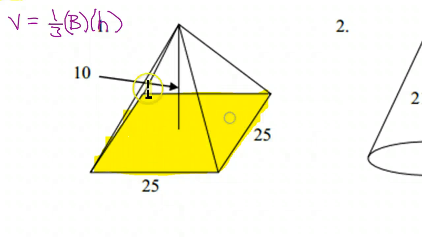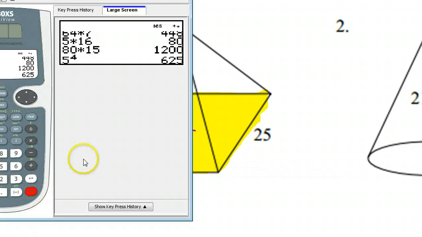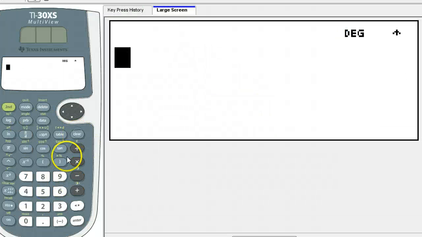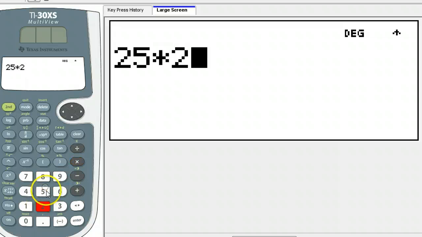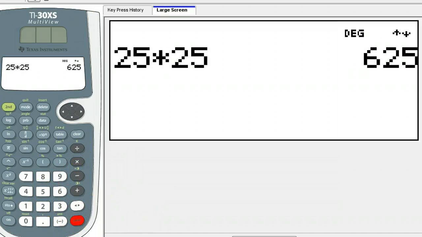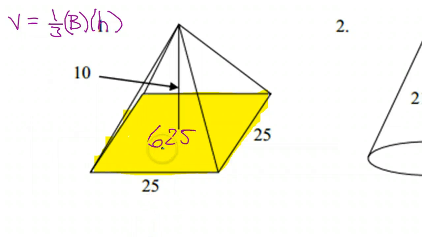So how do I find the area of a square? Well, it's length times width. Alright, 25 times 25. I believe that is 625. Let me check. Yeah, 625. Okay. Do we have units on this thing? I don't see any inches or anything. Alright, we'll have to go unitless for now. And then they gave us the height right here. The height of the pyramid is 10.